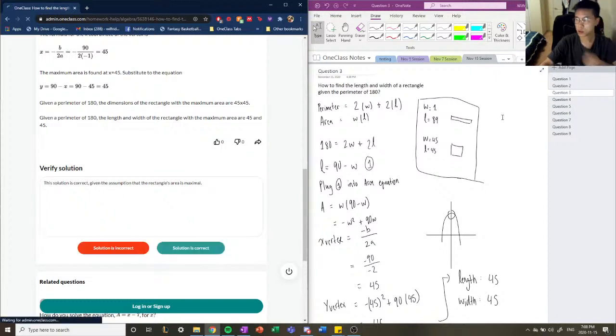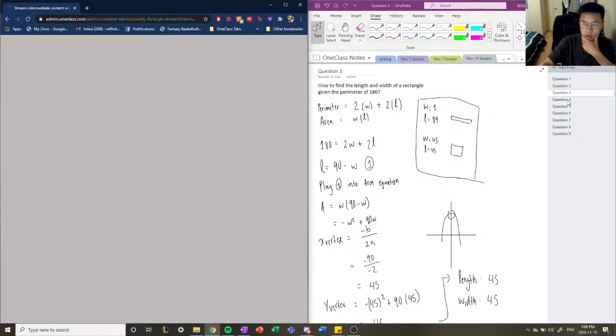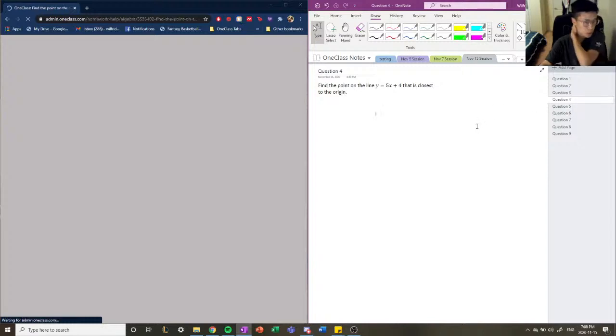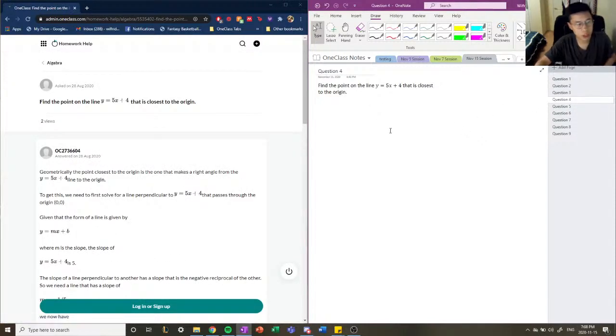Cool. All right, let's move on to question number 4. Find the point on the line y equals 5x plus 4 that is closest to the origin. If you guys are unaware, the origin is (0, 0), or the center of the graph.